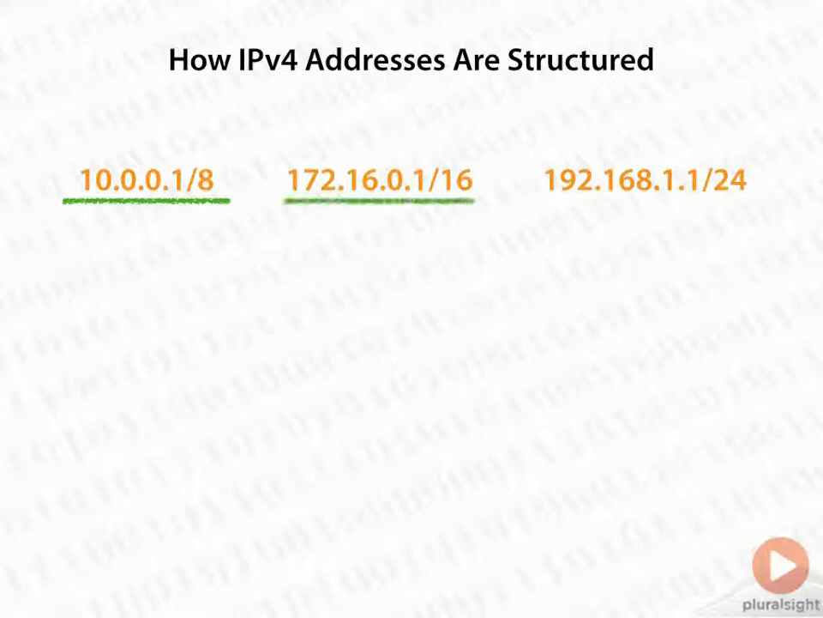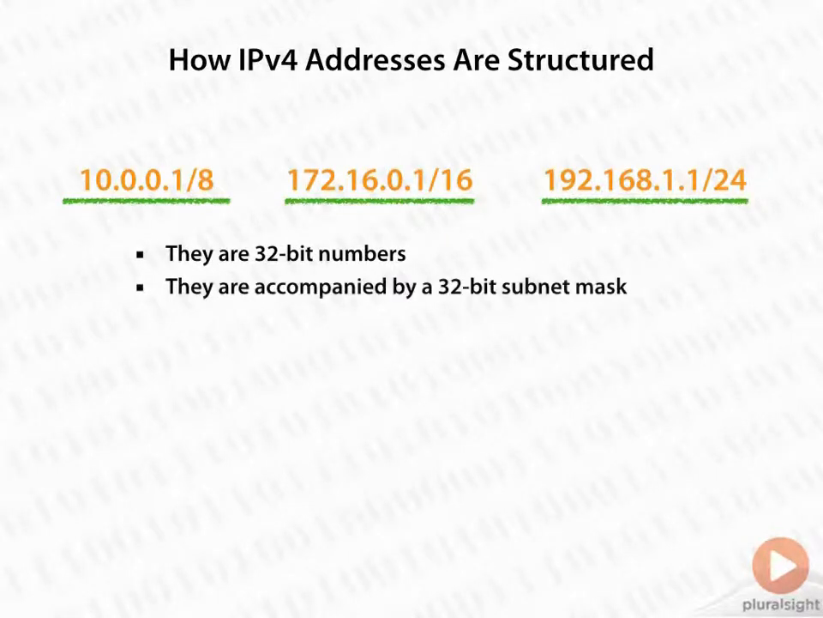We have 172.16.0.1 with a /16. That would be a Class B address. And we have 192.168.1.1/24. That would be a Class C address. Now, one thing that's true with all three of these addresses is that they are 32-bit numbers, and they're accompanied by a mask value, the /8, the /16, or the /24.